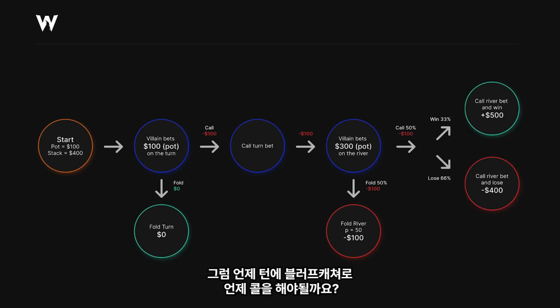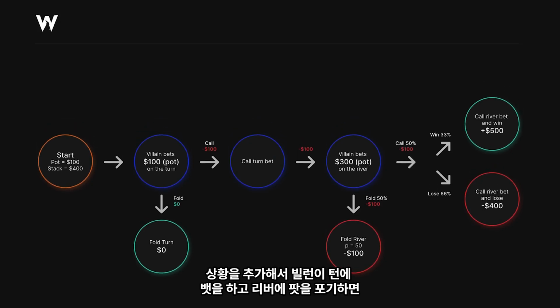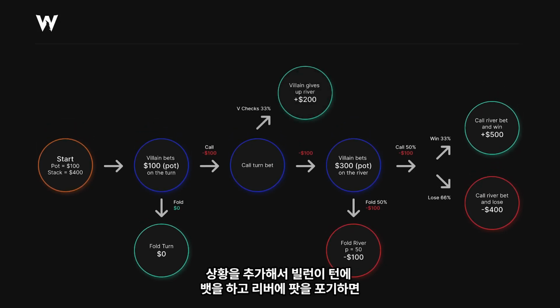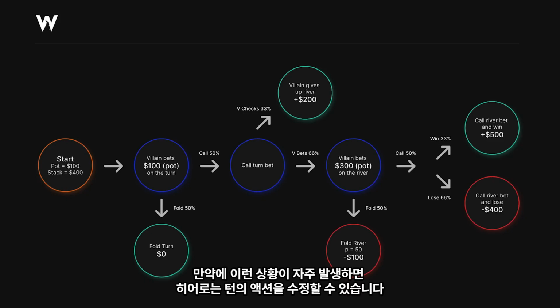And so this begs the question, why do we ever call down with a static bluff catcher? Well, how often should villain actually be bluffing the turn for this to make sense? And so let's add another diagram, and this time we've given villain a give-up range, and these are hands that will bet the turn and then give up on the river. When this happens, we're going to win the pot, $100 plus their turn bet, so a grand total of $200. And if this happens often enough, we can recuperate our turn bet.